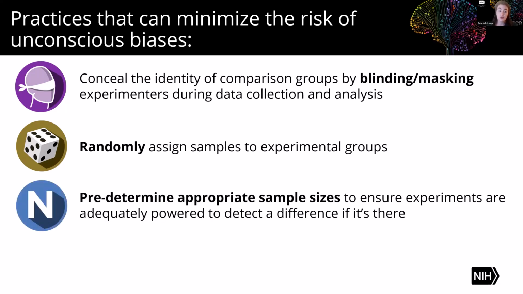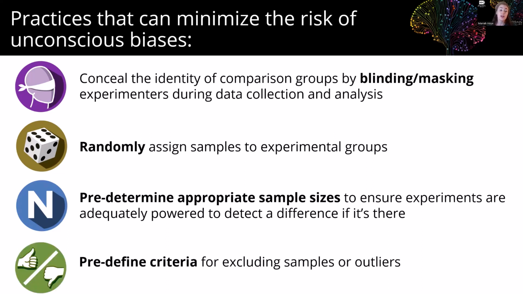We can also predetermine appropriate sample sizes to ensure experiments are adequately powered to detect a difference if it's there. And this also helps prevent things like N-hacking and P-hacking, or just continually adding samples until significant results are obtained, as this can increase the risk of false positives and incorrect inferences. Finally, we can predefine criteria for excluding samples or outliers, which can help prevent experimenters from unconsciously justifying removals of samples that may actually represent the true variance within the population being sampled.